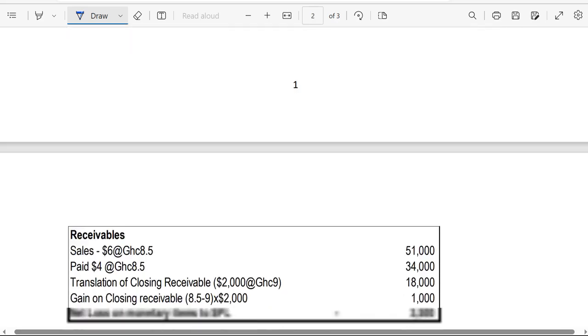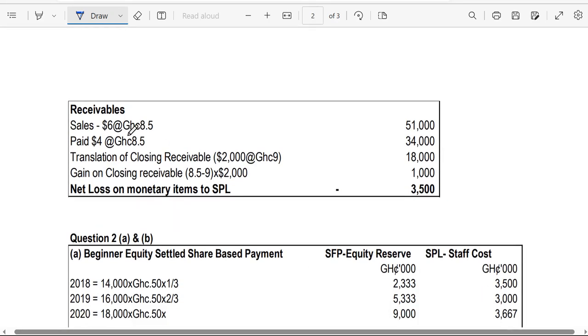So that gives you a total on the payable of 4,500 loss. In terms of receivable, we made sales. It came in at 8.5. The customer paid immediately at 8.5. So you can see there was no exchange gain or loss on the payment, because the day we sold the goods, they made the payment that day. So there is no exchange difference. But we will be left with a balance of 2 million at 9, which we will compare with the 8.5, and that gives us an exchange gain of 1,000.